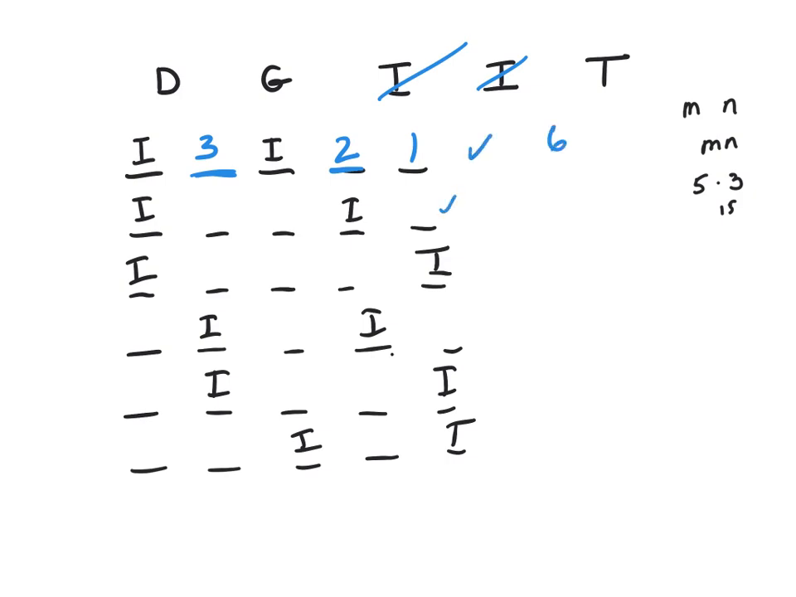And I've got 1, 2, 3, 4, 5, 6 arrangements of the I's. They're all going to be the same. 6 times 6 is 36.